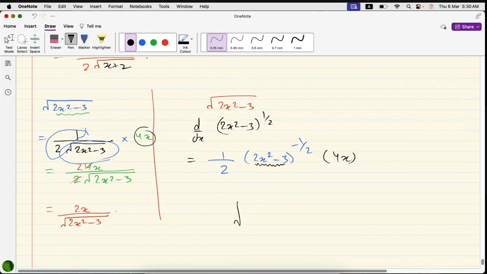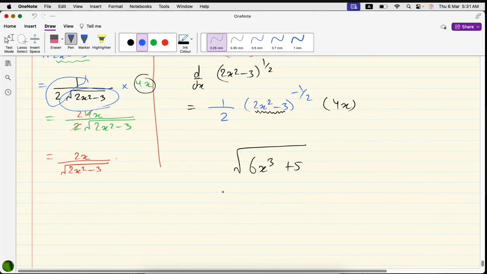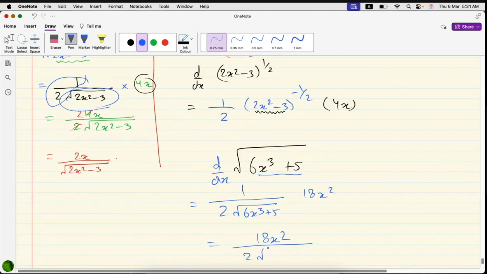So if we have something like 6x cube plus 5, what will happen? We'll write 1 by 2 square root of 6x cube plus 5 as it is, and then the differentiation of this part is 18x square. So 18x square over 2 square root of 6x cube plus 5. Differentiation is done. Only simplification is left.